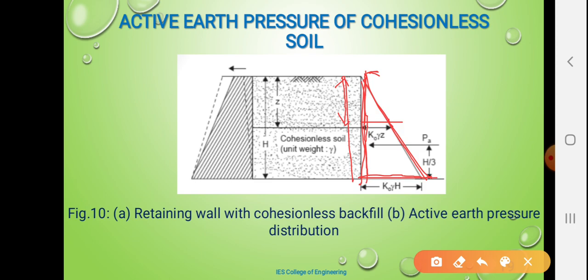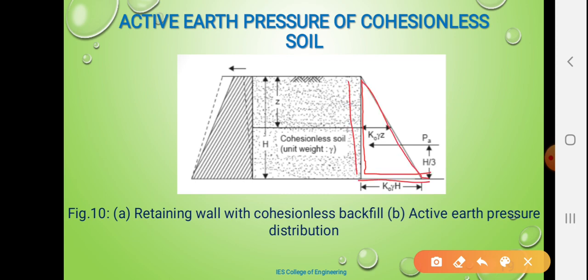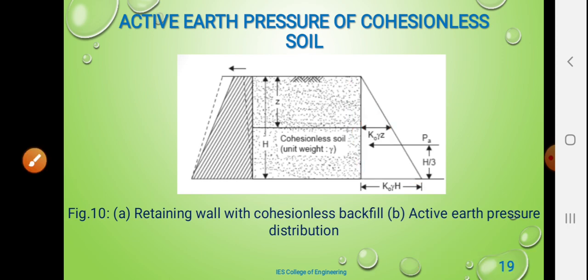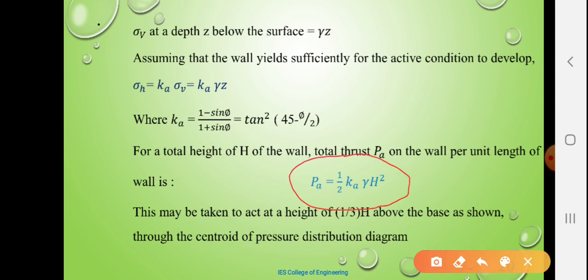So, the active thrust Pa is acting at a height of h/3 from the base and it will be equal to the area of the pressure distribution diagram. That means the area of this triangle equals 1/2 into this side into this side, that means 1/2 into Ka gamma h into h, that means Pa equals 1/2 Ka gamma h square.